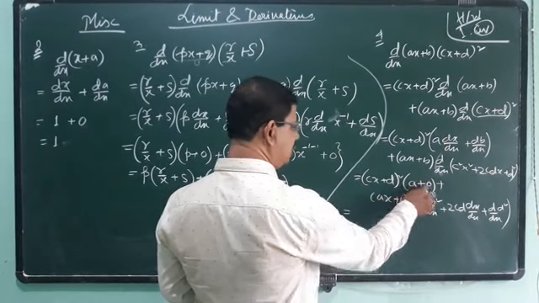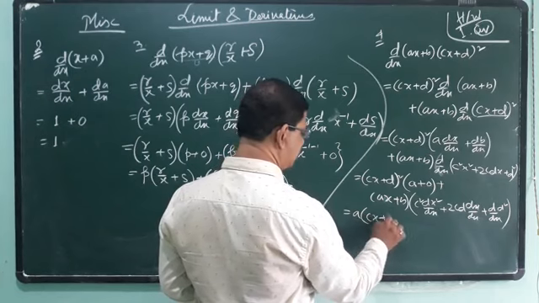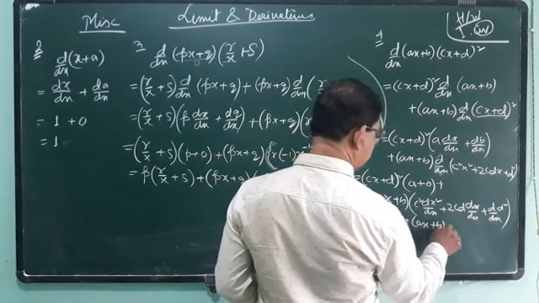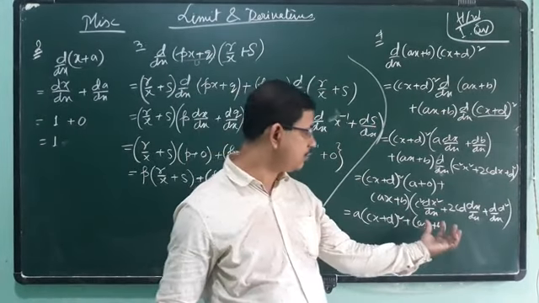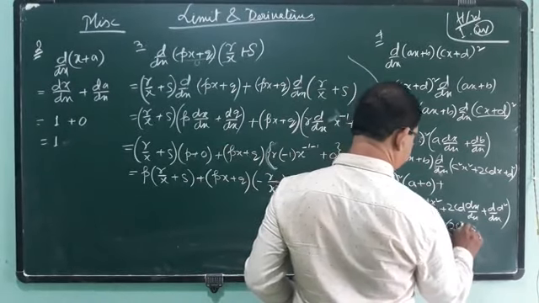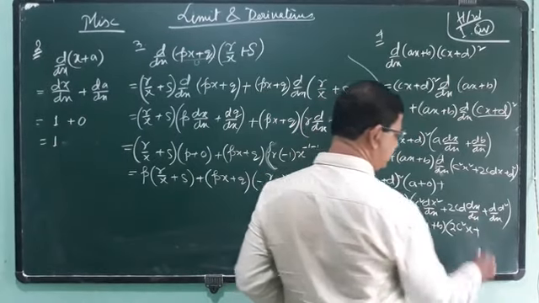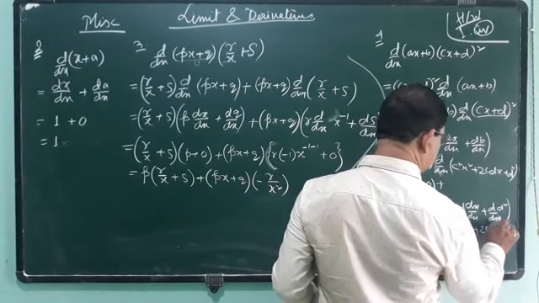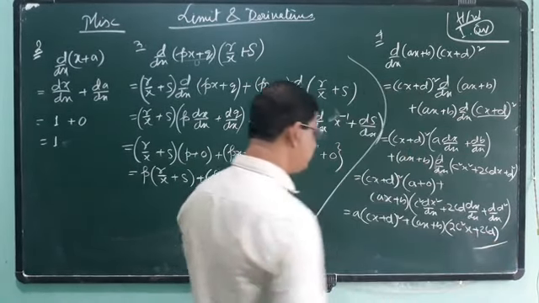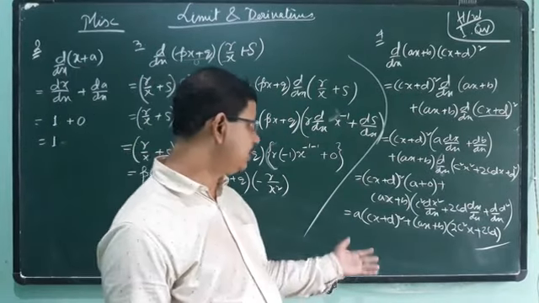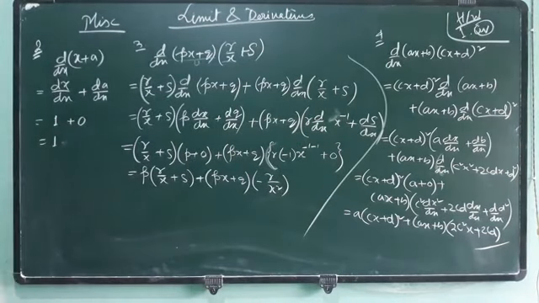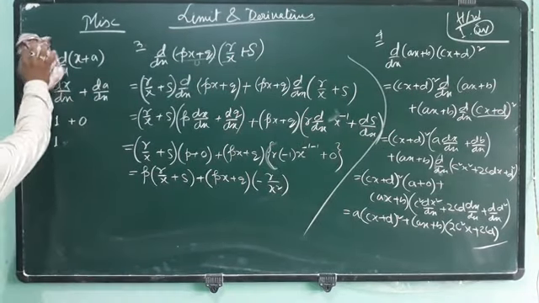So what we get: a (cx + d) whole square, plus (ax + b). This is what? Differentiation of x square with respect to x is twice x. 2c square x, dx/dx is 1, and this one 0. So this is the answer. You may find in the book that the answer is given in some other way, so no problem. You can simplify and you can write this one. So after 4 we have finished.